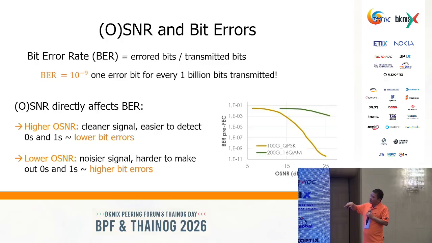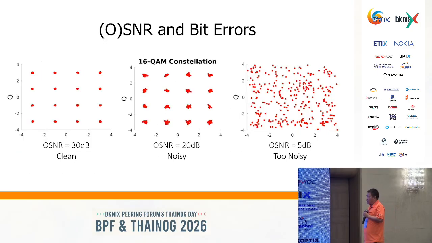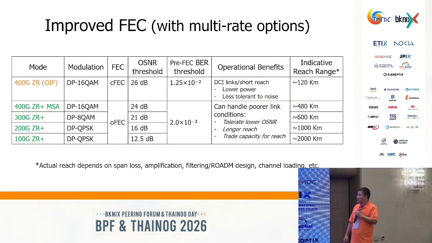Now, your OSNR directly affects your bit errors. Remember I said higher OSNR means a cleaner signal, easier to detect, which means fewer bit errors. A lower OSNR means it's a very degraded signal. It's very difficult for me to detect the zeros and ones, which means it results in more errors. And to put things into perspective, here is a 16-QAM constellation diagram. You see the first one, a really clean signal. I can clearly make out each of the points in the constellation diagram. Come down to a noisy signal, if I'm the receiver, I pretty much give up. It's very difficult to detect and decode things from this kind of signal.